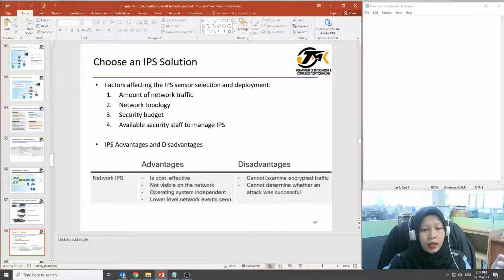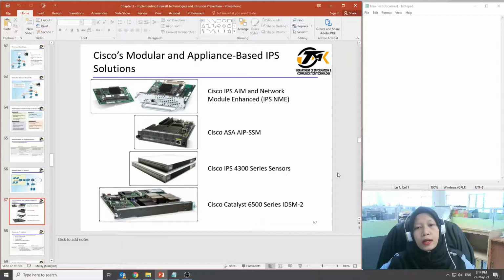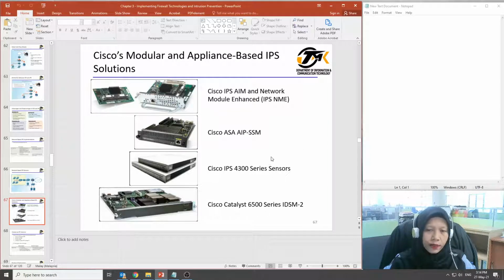Okay, this is an example of a Cisco IPS solution. As you can see here, we have the Cisco IPS IAM. This is a little card, a card only. You have the Cisco ASA, which is a firewall, and this is expensive. You also have the Cisco IPS sensor, a complete IPS solution. And you also have the Cisco Catalyst 6500, which we usually use in enterprise. This is for a big DB.